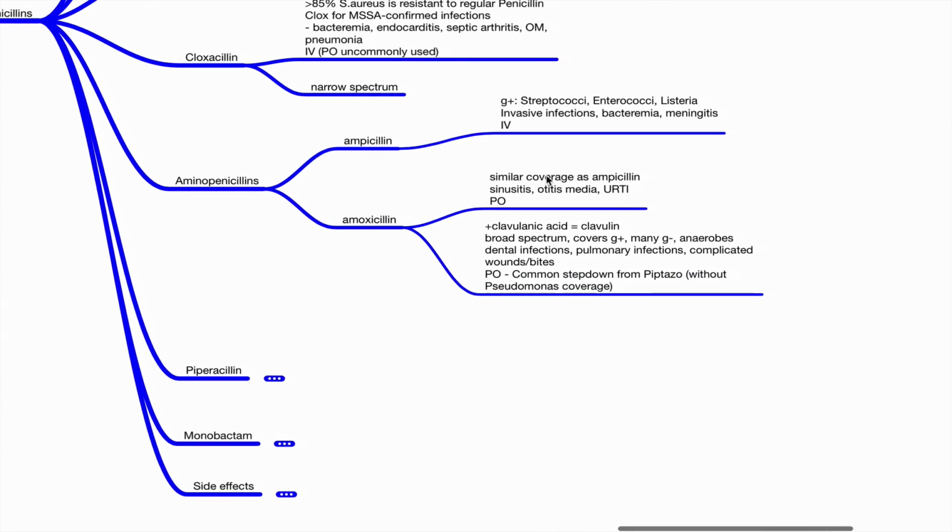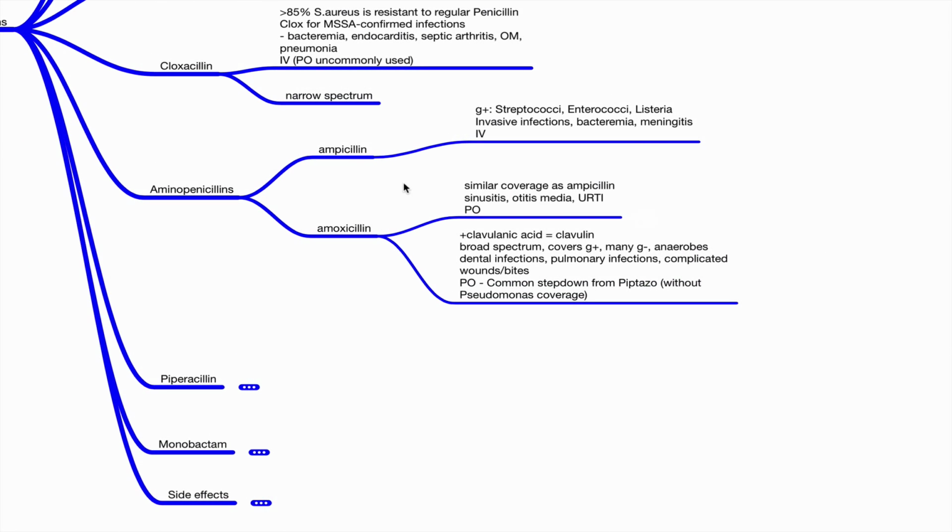Next family is the Amino Penicillins, which includes ampicillin and amoxicillin. So ampicillin is for gram-positive coverage of susceptible streptococci, enterococci, and listeria. It can be used in the case of invasive infections such as bacteremia and meningitis, so it's often used as empiric treatment for listeria suspected meningitis, and it is an IV medication.